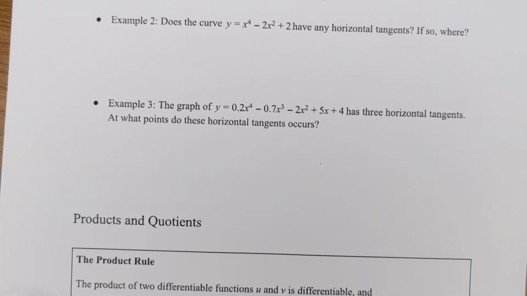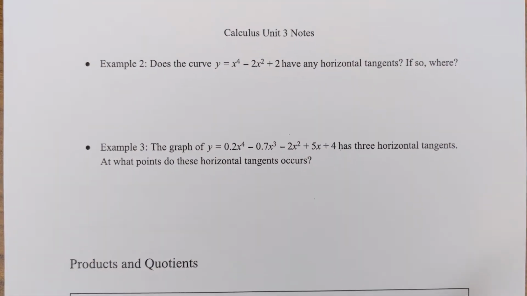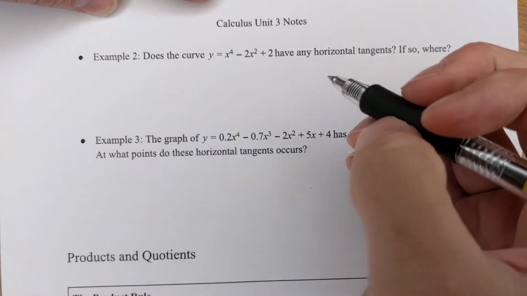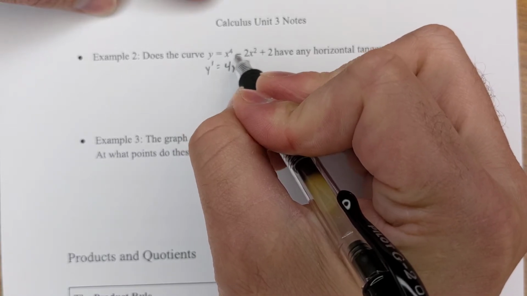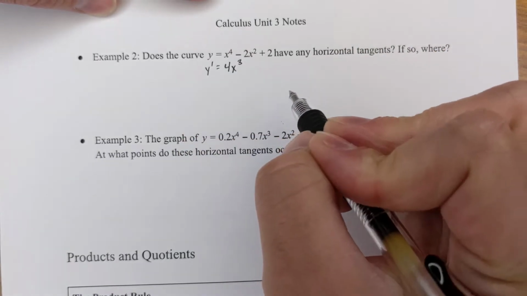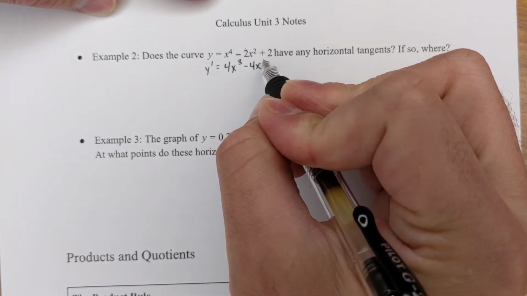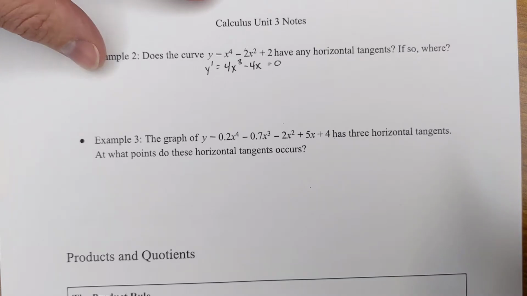Okay, so example 2: does the curve have any horizontal tangents? If so, where? Horizontal tangents occur when the slope is 0. So the first thing I need to do is find the derivative. So y prime is 4x cubed, exponent out front, count down by 1, minus 4x, exponent multiplies out front, count down by 1. So that's my equation. I'm going to set it equal to 0.